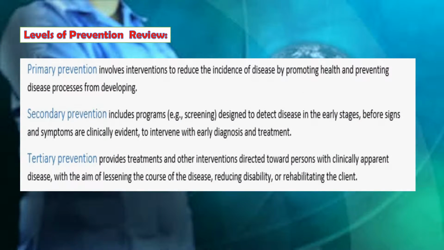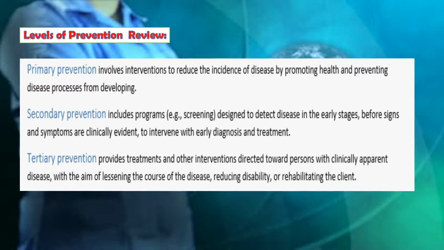Let us now quickly outline levels of prevention in epidemiology. We have primary prevention, secondary prevention, and tertiary prevention. Primary prevention involves interventions to reduce the incidence of disease by promoting health and preventing disease processes from developing. Remember that secondary prevention includes programs such as screening designed to detect diseases in the early stages before signs and symptoms are clinically evident, to intervene with early diagnosis and treatment. Tertiary prevention provides treatment and other interventions directed towards persons with clinically apparent disease, with the aim of lessening the course of the disease or reducing the disability and rehabilitating the client from the disease.